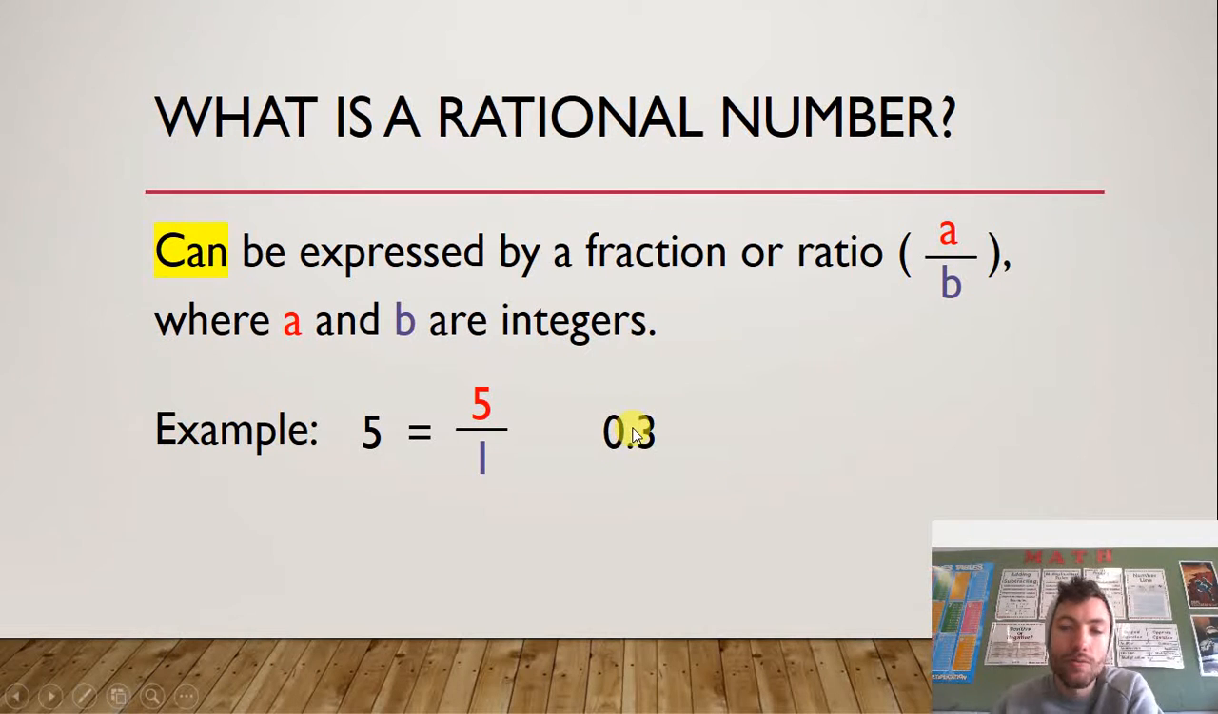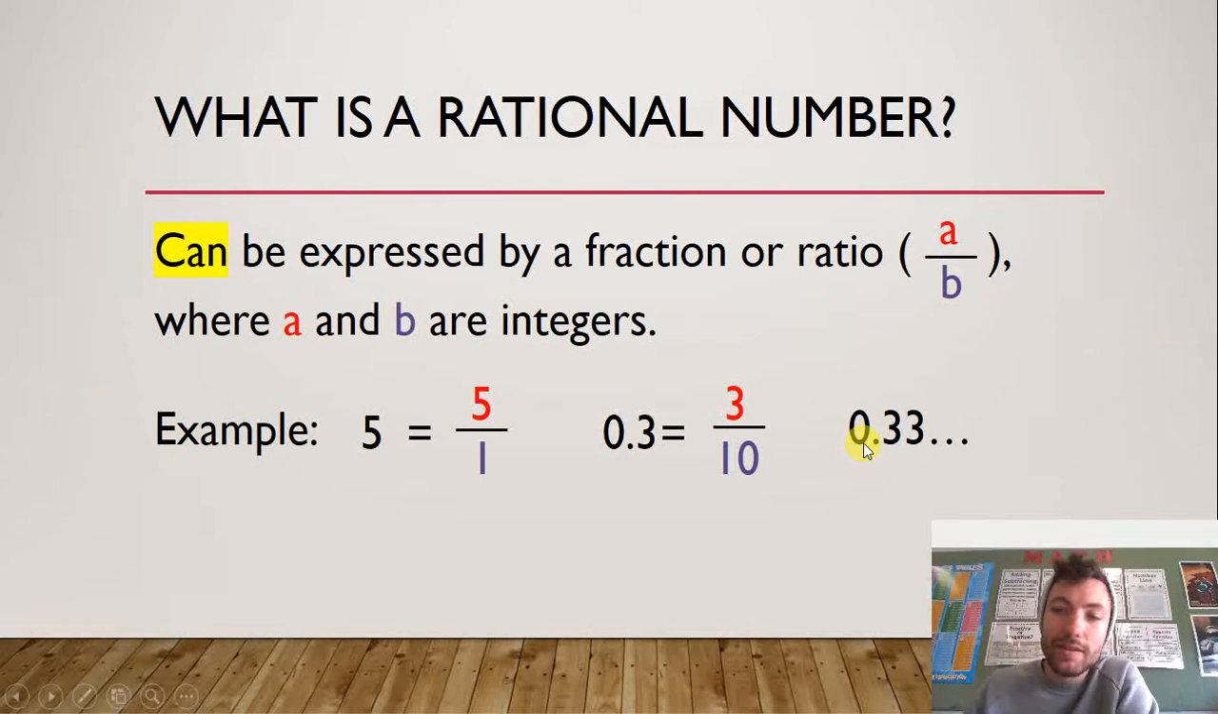If we had 0.3, although this isn't a whole number, we can write it as 3 over 10. So 3 divided by 10 gives us 0.3. There are two integers, 3 and 10, so therefore that's a rational number as well.